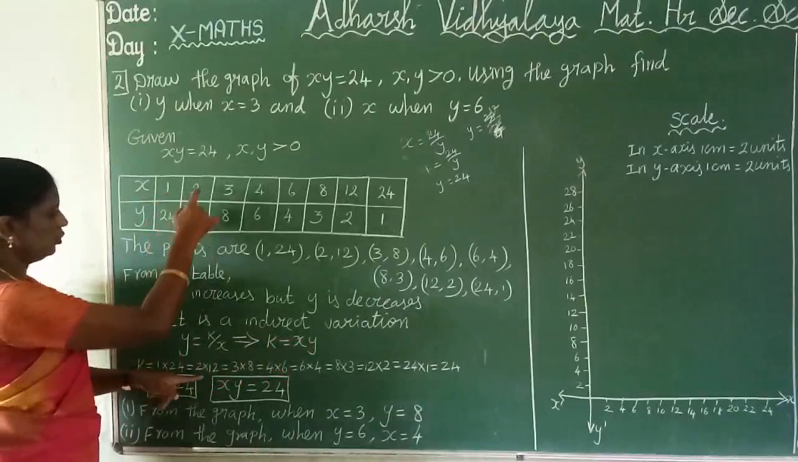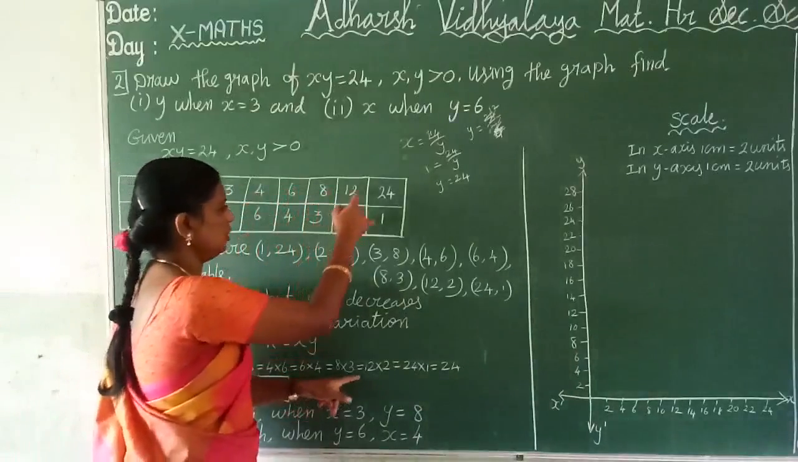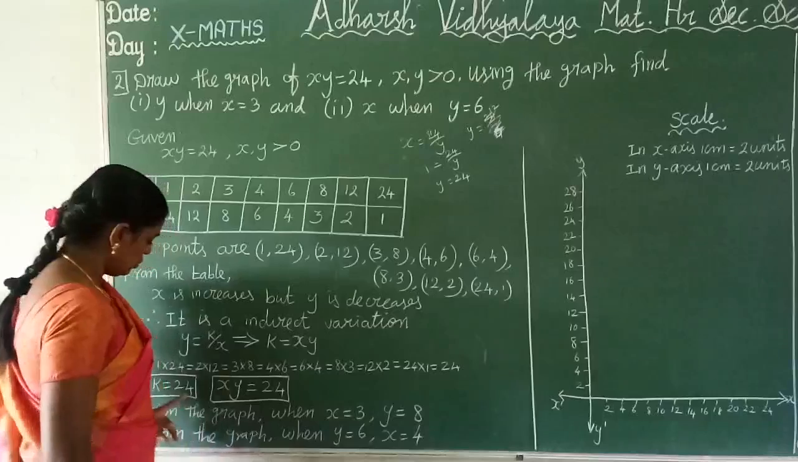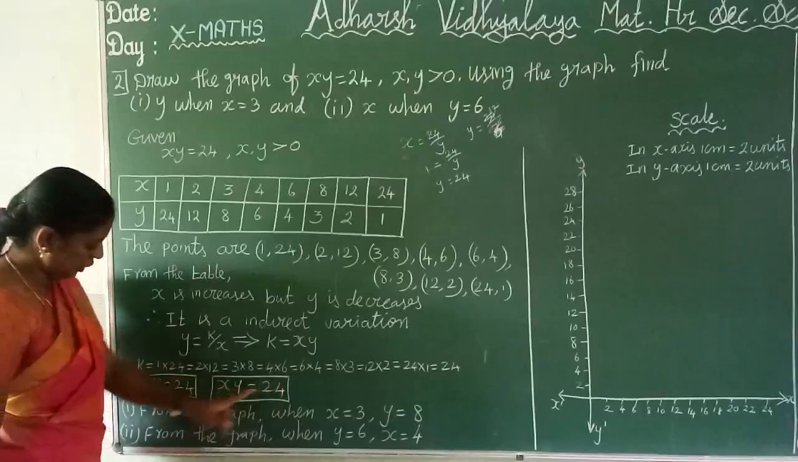1 into 24, 2 into 12, 3 into 8, 4 into 6, 6 into 4, 8 into 3, 12 into 2, 24 into 1. So all the answers are 24. So k is equal to 24. At last we get the equation xy equal to 24.